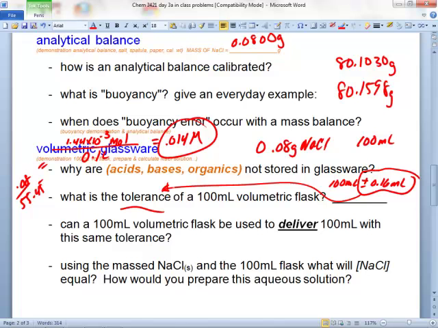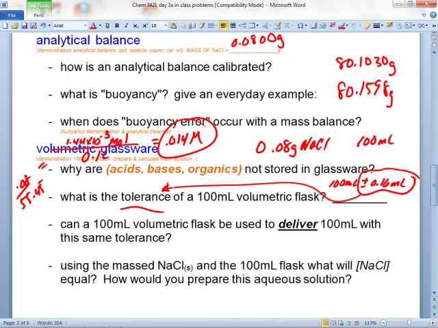There are all these different manufacturers, right? Okay, I have 100 mils now, well, plus or minus 0.16 mils, of 0.014 molar sodium chloride. Danielle needs to drink this for some reason, but she needs exactly 100 mils. Can I use this? Can this be used to deliver 100 mils with that same tolerance? So that means she's going to drink it and get 100 mils plus or minus 0.16 mils.